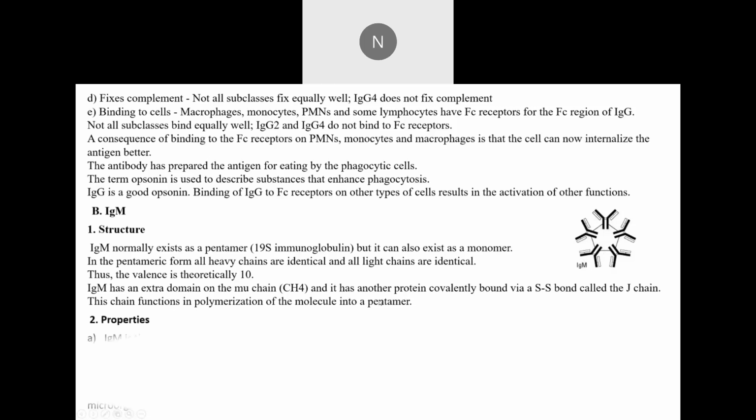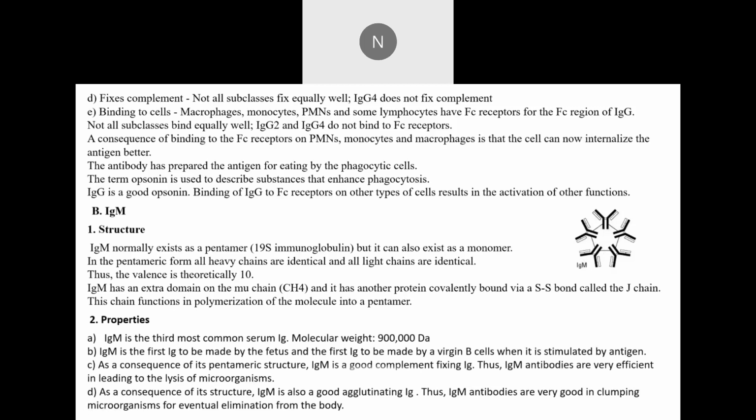Now, what are the properties of this? It is the third commonest serum immunoglobulin. The first one is IgG. This is the third commonest. The molecular weight is 900 kilodaltons. It was the first Ig to be made by the fetus, and the first immunoglobulin to be made by virgin B cells when stimulated by antigen.